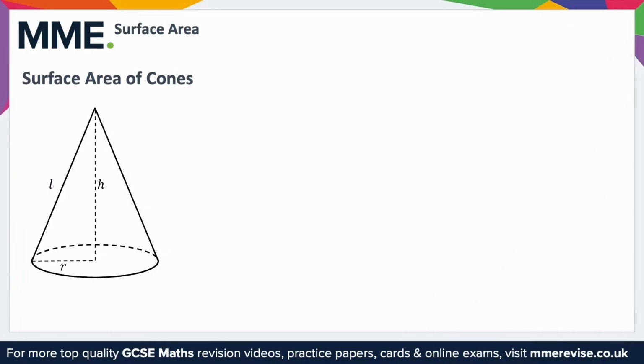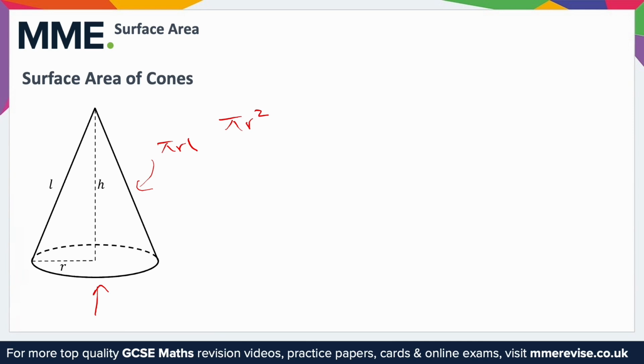A cone is like a pyramid but with a circular base. We know that the area of a circle is pi r squared, but we then need to figure out what this curved face area is. Now, you don't need to know how to deduce this. However, it would be nice to remember that the curved surface area forms a circle sector when laid out flat, which has an area of pi r l.